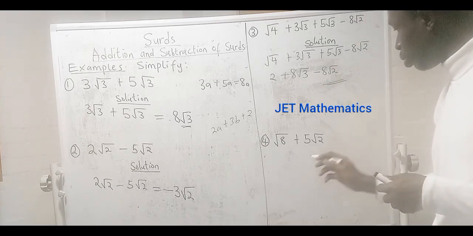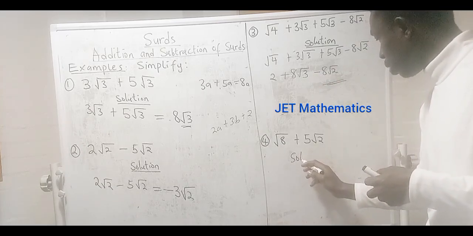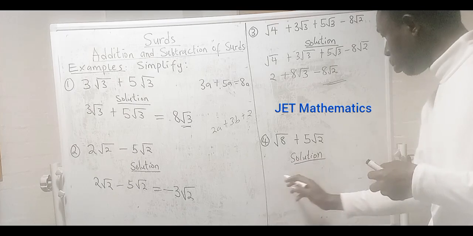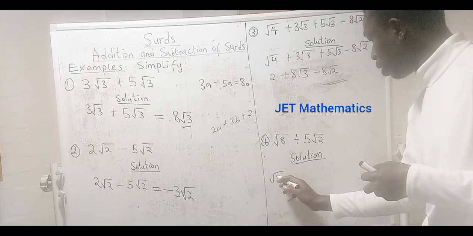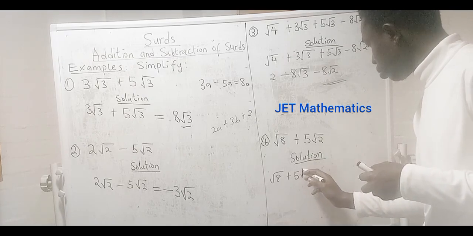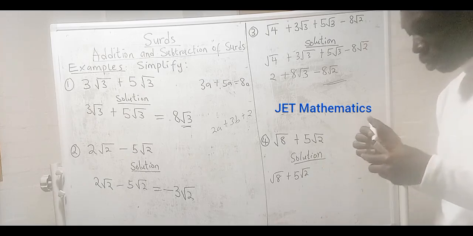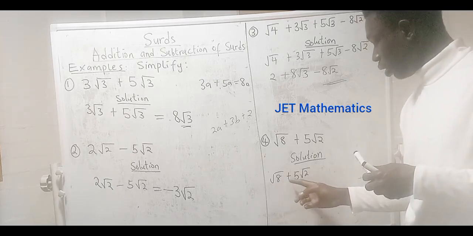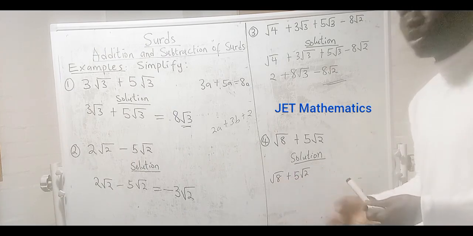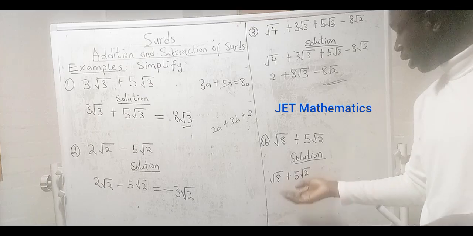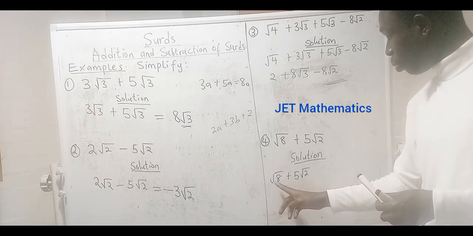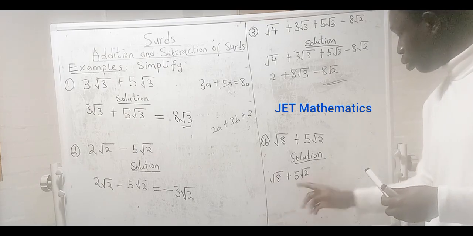And lastly, this one, very easy. Sometimes math questions can be tricky. So sometimes you see this kind of question, root 8 plus 5 root 2. You may think they are not like terms and just want to stop and say that's the answer. No, we can simplify this. We can break this into root 2.